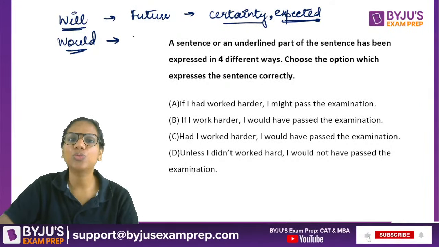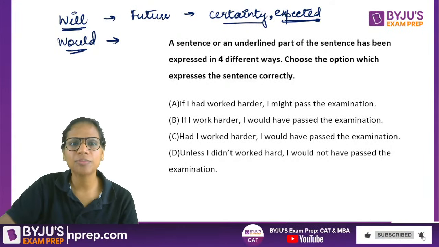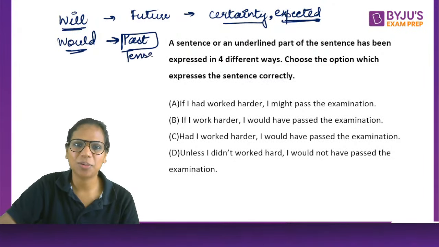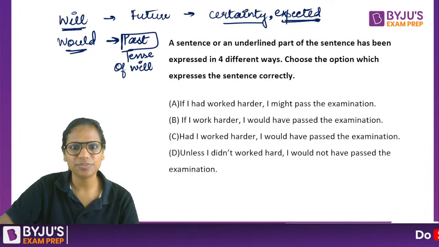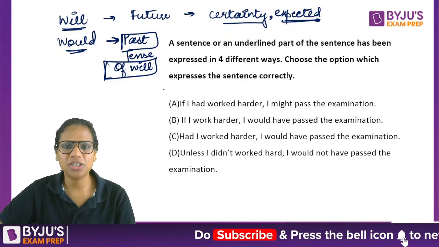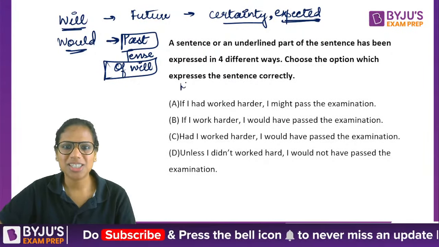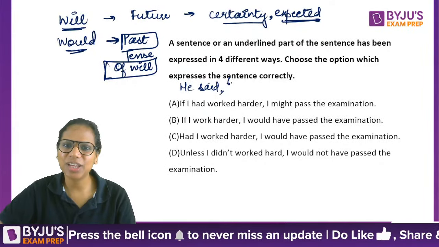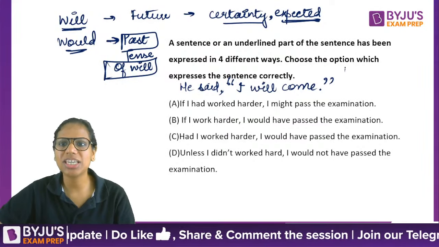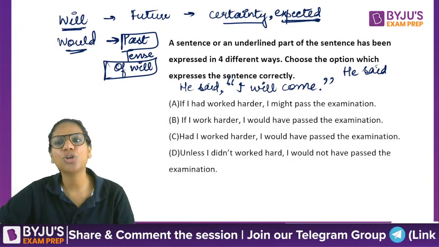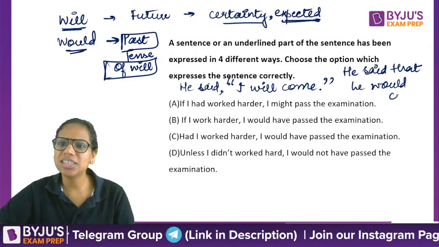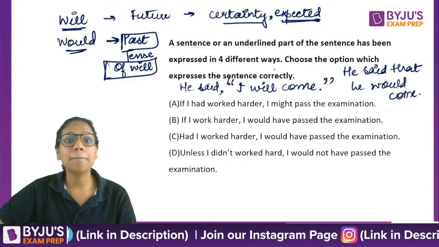Would, on the other hand, when it talks about the future, first of all, it's primarily the past tense of will. In reported speech, for example, when I say, he said, I will come, and you report it to someone, you say, he said that he would come. You're simply taking it to the past tense. So first things first, it is the past tense of will.